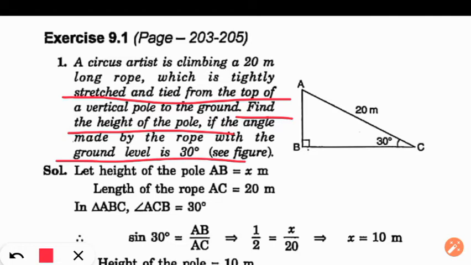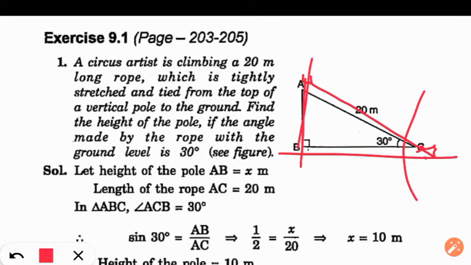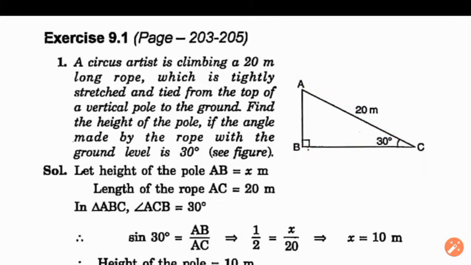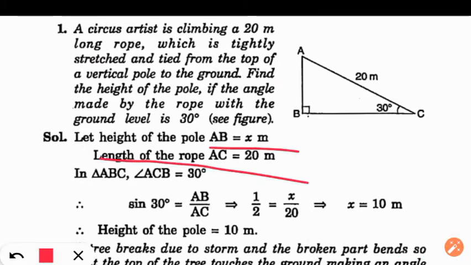See the figure. Here AC is denoting the rope, and AB is the pole, and point A is the top of the pole. So, from the top of the pole to the ground, that is the point C, the rope is tied, right. So, AC is the rope whose length is 20 meters, and this rope makes an angle with the horizontal, that angle is 30 degrees, and we need to find the length of AB. So, let the height of the pole, that is AB, be x meters, the length of the rope AC is 20 meters, and this angle is 30 degrees.